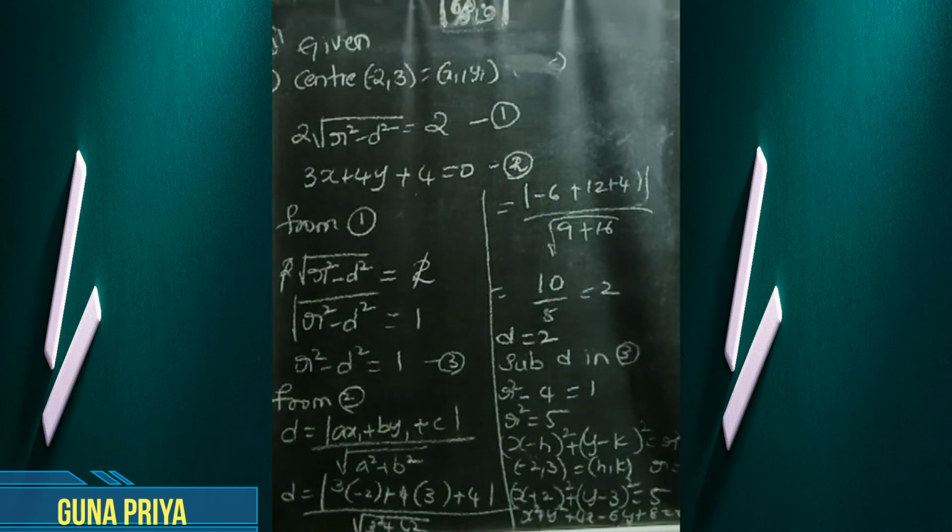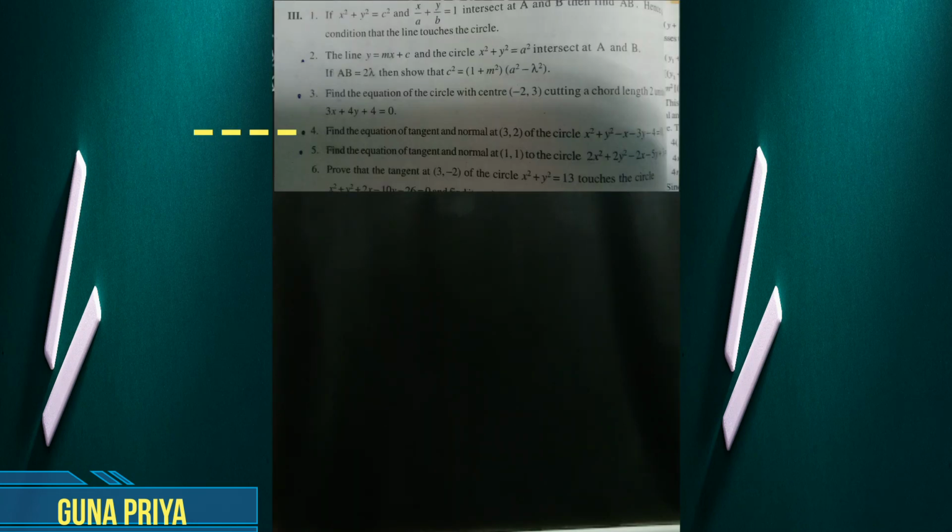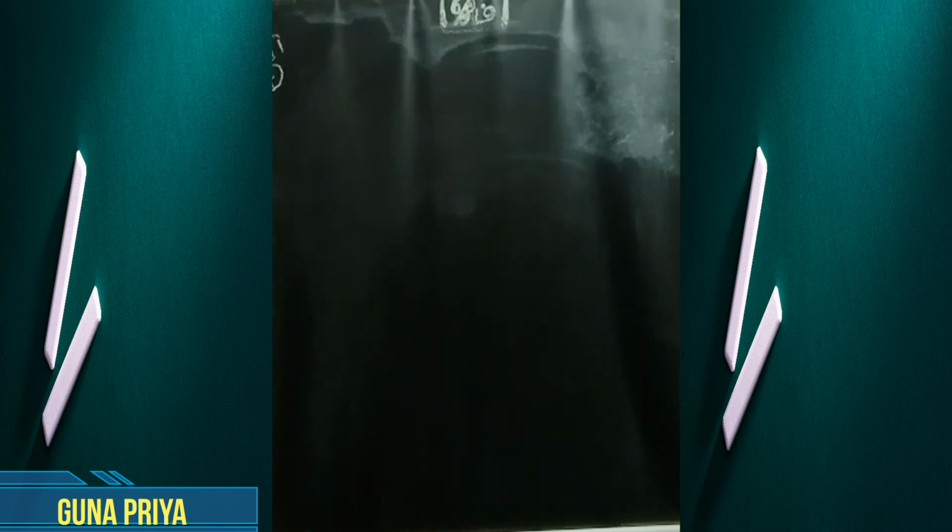Okay, now we'll go for the fourth problem of the third Roman. Find the equation of tangent and normal at 3, 2 of a circle. They have given one circle equation and asked to find the equation of tangent and normal. Already we have discussed such problems in the first Roman, first and second rule, where we found the equation of tangent and normal. But in this one, they have asked for both in one question. That's it, very simple.